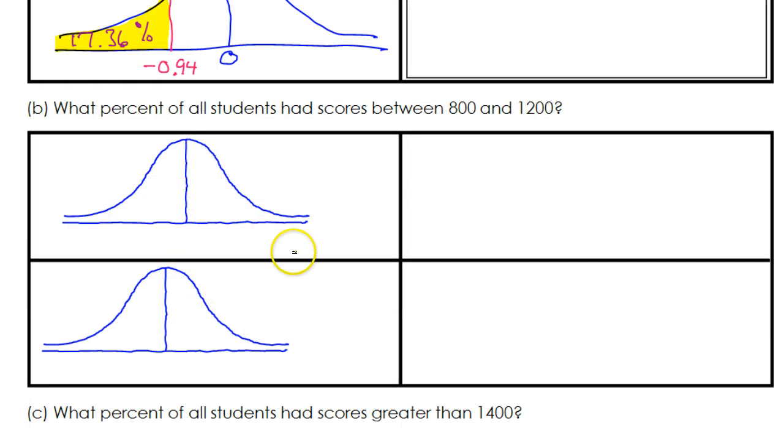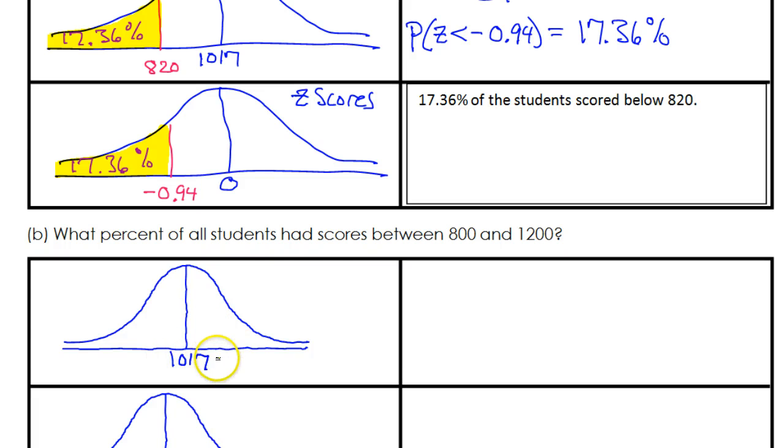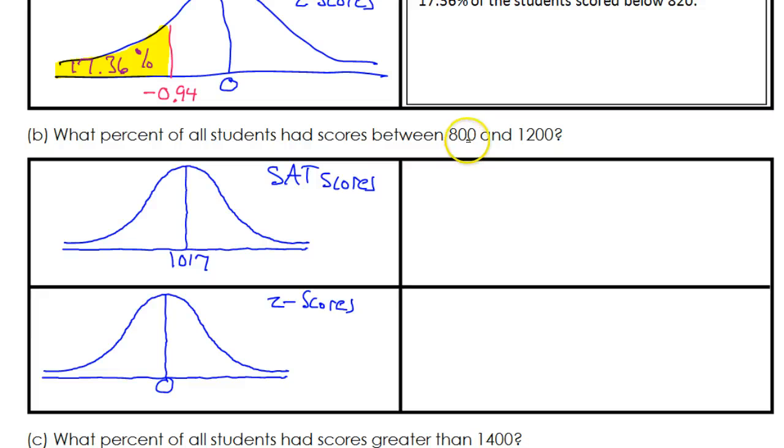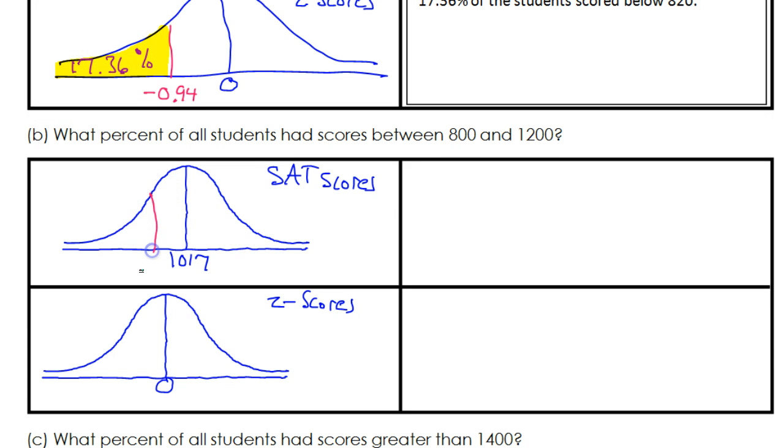Alright, so my 2 bell curves are all ready to go. Now, the mean is not changing, so I'm still talking about a mean of 1,017. We're still talking about SAT scores. And down here, we are still talking about z-scores, of which the mean is always 0. So, between 800 and 1,200. 800 is going to be somewhere over here to the left, and 1,200 is going to be somewhere over here to the right. If I want the percent that's between here, then that's where I'm going to shade in my diagram. Okay, so that's what I'm looking for.